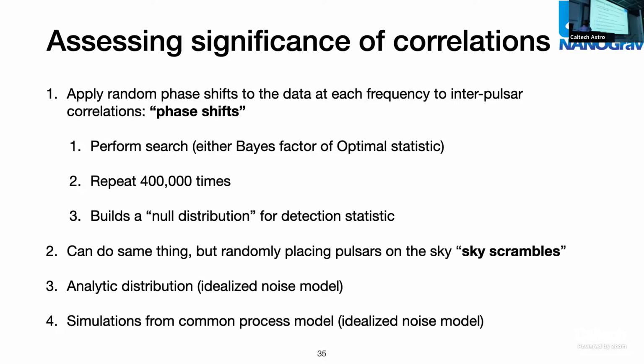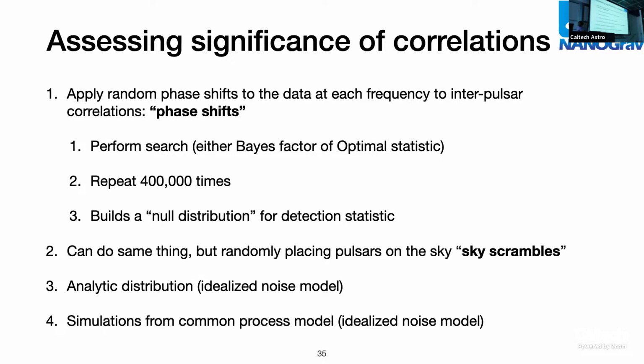So we do this by introducing phase shifts to all of our pulsars, and then we perform our search either with the Bayes factor or using a frequentist optimal statistic. We repeat this, say, 400,000 times. That's how many times we did this for the optimal statistic. For the Bayes factors, I think it was 10,000. And this builds some null distribution for our detection statistic. And so this says, how frequently, if we didn't have correlations, would we accidentally measure correlations at some level?